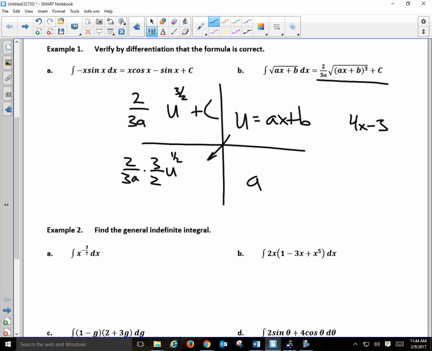And then what is the derivative of c? Correct. So the 2's will cancel and the 3's will cancel. What's left? 1 over a times u to the 1 half times a. Now what happens? It's a over 1. A is canceled. So I get u to the 1 half, which is the square root of ax plus b. And that's what I wanted to come up with from the very beginning.